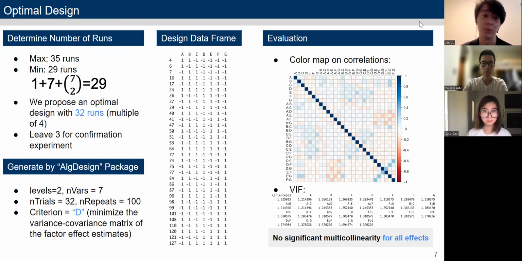Our second choice is the optimal design. We propose an optimal design with 32 runs as it is a multiple of 4, and we will also be able to leave 3 for confirmation experiments. Our design is criterion D, and the design is as shown in the middle. For evaluation, as shown in color map and VIF, there is no significant multicollinearity for all effects.